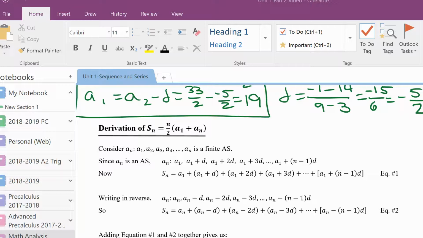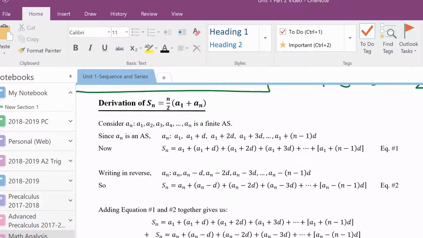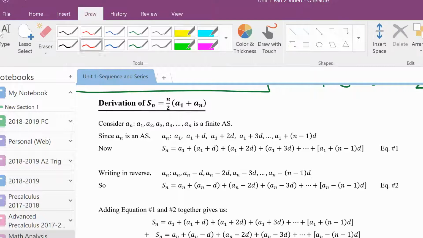Welcome to tonight's video. We'll continue with arithmetic series, talking about first the derivation of the formula to find the sum of a finite arithmetic series. So here's the derivation, considering that a sub n is a finite arithmetic sequence. So you'd have the first term, the second term, the third term, the fourth term, all the way to the nth term, n being the last one.